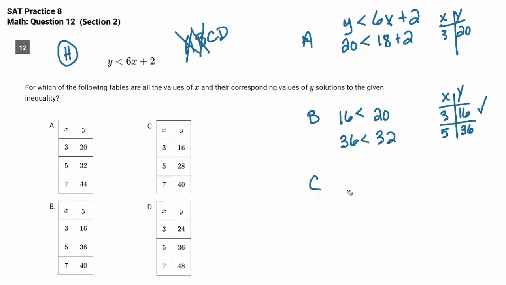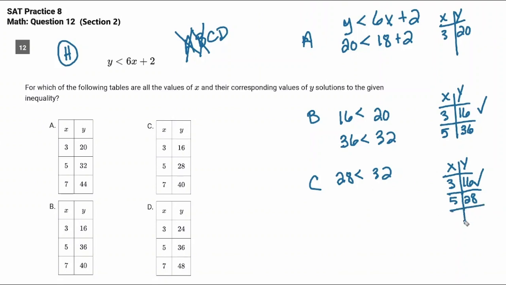Go to C. Keep a chart. First set of numbers is 3 and 16. Does that look familiar? You just did it. Check. Move on to the next one. 5 and 28. Y is 28. Is that less than 6 times 5, which is 30, plus 2, 32? Is that true? We're golden.